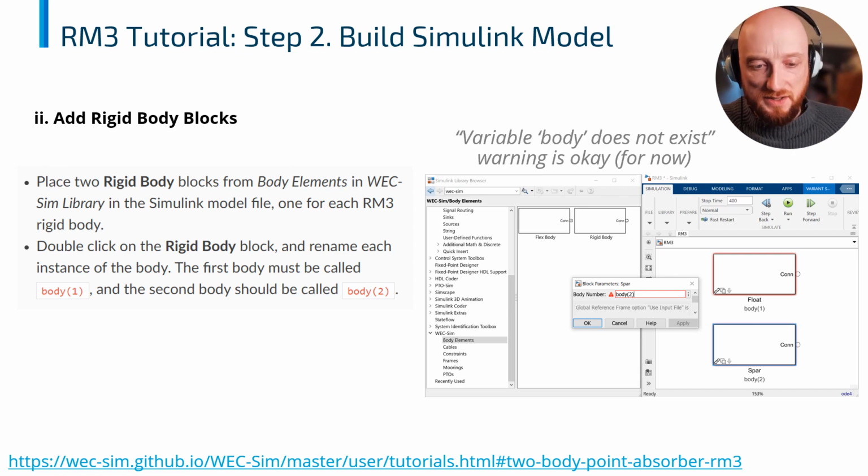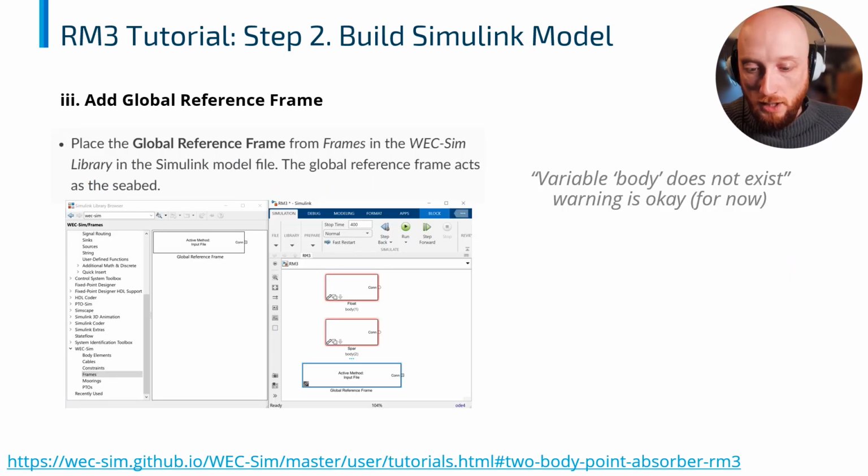You might get this warning saying body doesn't exist, but just ignore that for now. We'll get onto that later. Once you've added the 2 rigid bodies, you'll need to add a global reference frame, and that's under the frame subdirectory in the Simulink library browser. And don't join these blocks up just yet, because we've got a couple more things to add.